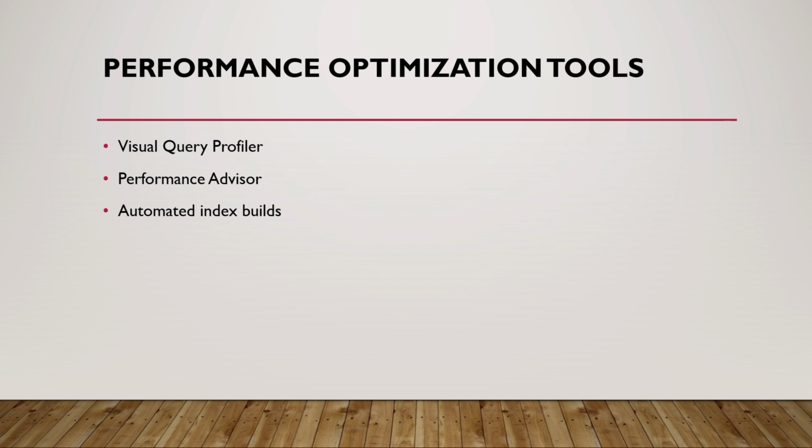Performance optimization tools. This includes Visual Query Profiler. It is a single-click profiling across all nodes. Performance Advisor suggests indexes for slow queries. Automated index builds safely deploy indexes across clusters. And these tools help DBAs optimize workloads with minimal risk.